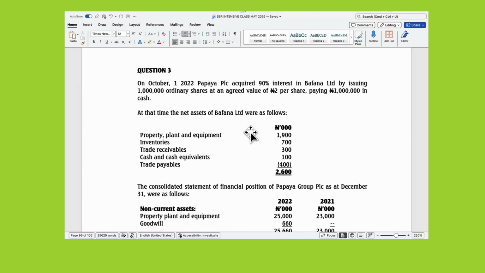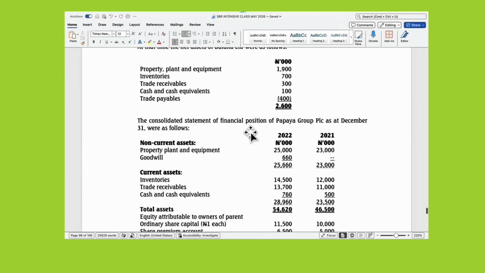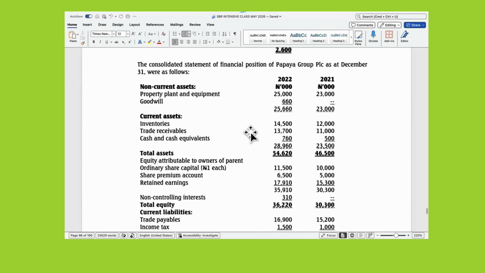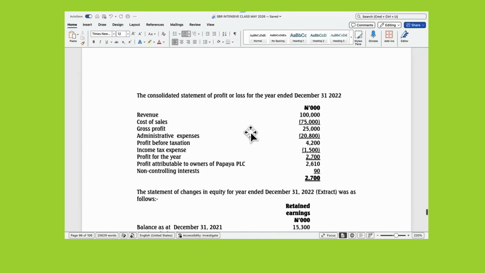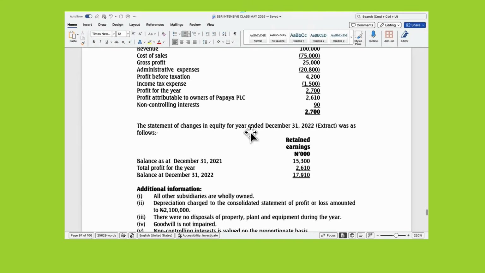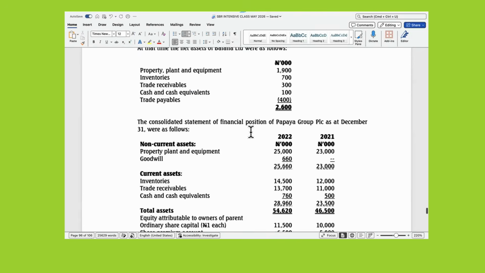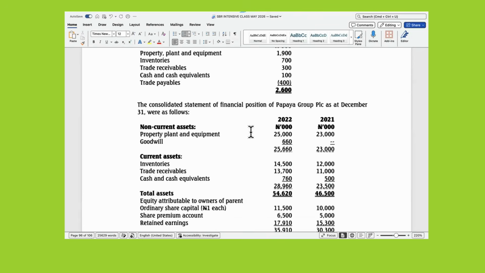I'm then given the consolidated statement of financial position of Papaya as at December 31st as follows. So I'm given movement in position. So I will use this to get all my movements. And I'm given P&L as well. And I'm also given changes in equity. So when you see cash flow, you know the first thing you do, start doing your movements. So I start with my PPE.